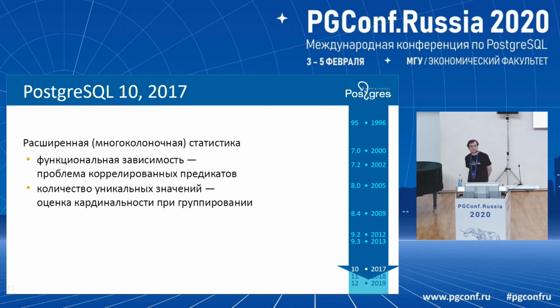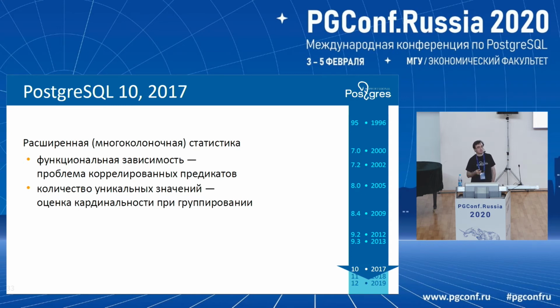Now, what was added? Extended statistics have been added. This is also multi-column statistics. Prior to this, all the statistics were collected using exclusively one column and did not take into account the connection between the various columns. But now we have the ability to actually take that into account, and we can gather statistics for 2 or more columns.